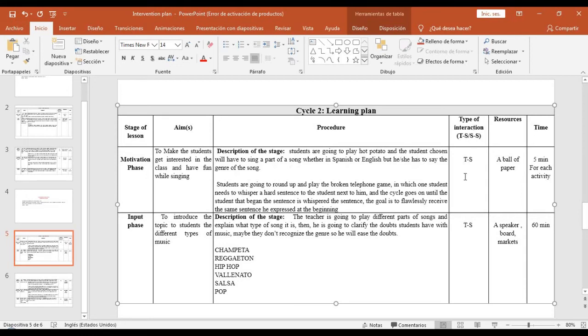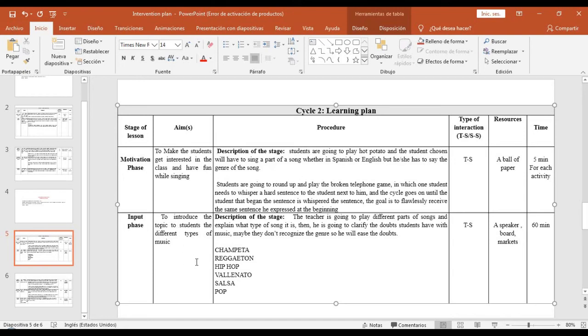Okay, let's go on. It's a teacher-student interaction. Well, I would say it's an interaction among all the participants of the class too. And well, the resources can be a ball of paper, a marker, I don't know, whatever you're going to use to replace the potato. The time is 5 minutes for each activity because the other activity is that students are going to run up and play the broken telephone. You know, this is a very fun game, so maybe they're going to get attached to the class because they're going to laugh a lot, maybe because of the mistakes they're going to make in the broken telephone. So we all know the structure of this game.